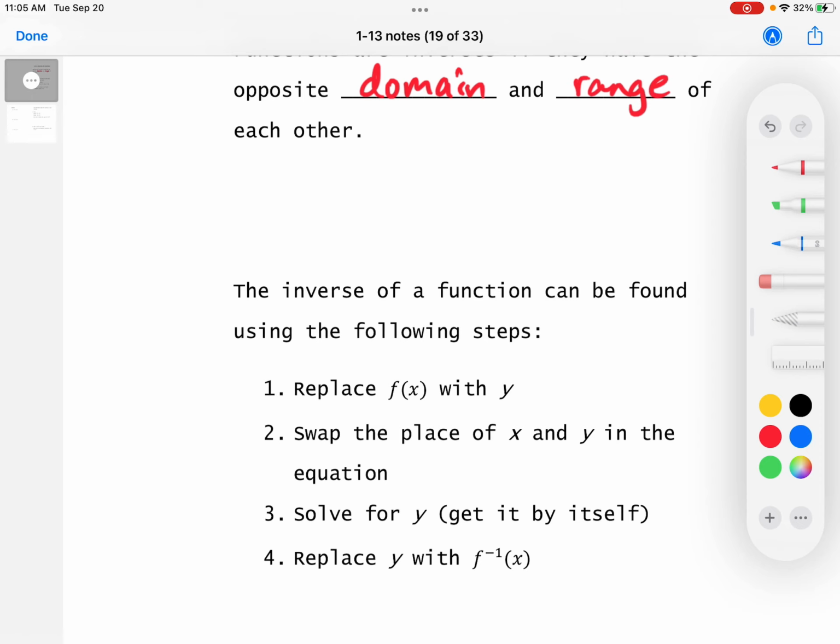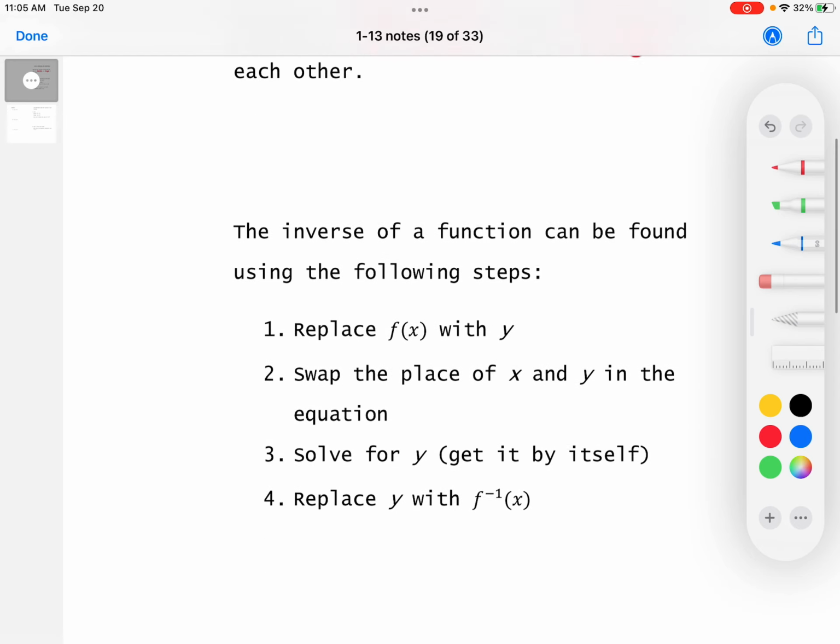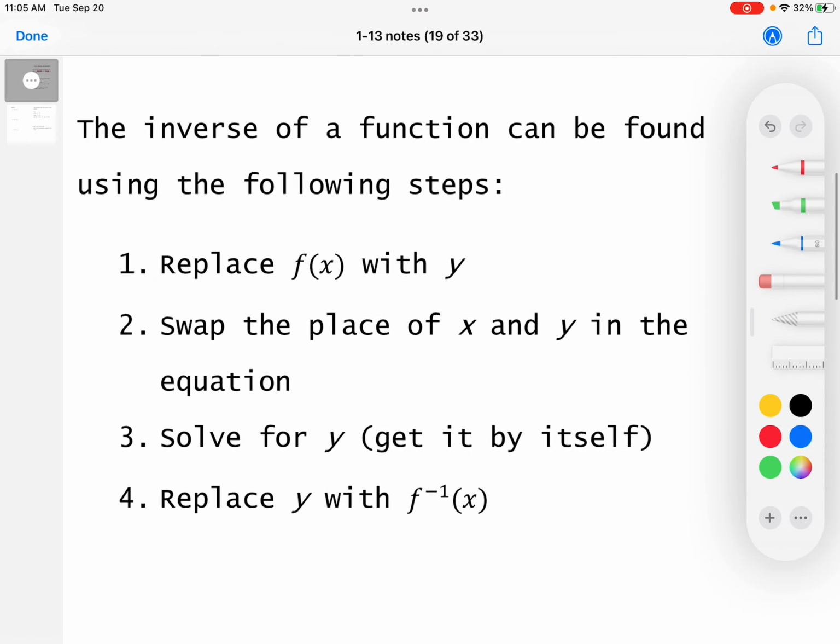And what that means, okay? We talked about it. We just said the definition of inverses is that they have the opposite domain and range. Well, if we're talking algebraically, domain and range are the x values and the y values. So what we do is in the function equation, we literally trade the place of the domain and range by swapping out x and y.